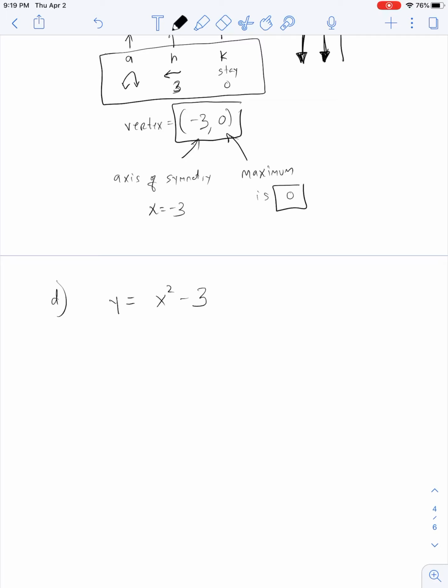It's not in the correct form. There's no parentheses at all. We only have a binomial here, so we can definitely rewrite this as 1, open parentheses, x plus 0, squared minus 3, because x plus 0 is just x, to the power of 2 minus 3. That equals y, and that's really y equals x squared minus 3, which is what our problem was. So let's go back here.